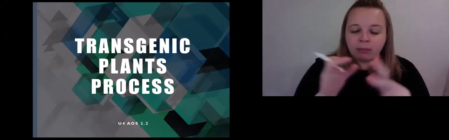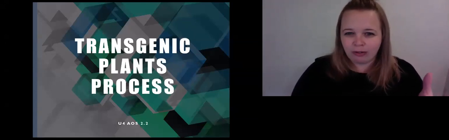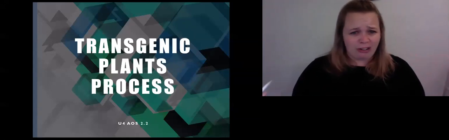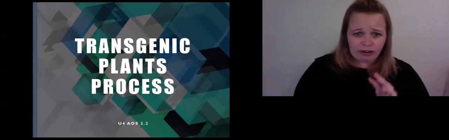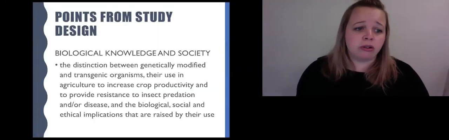Manipulating a bacterium is quite easy. Their genome is quite simple. Manipulating a plant is a lot more difficult. Their genome is like our genome. Very complex, lots of different genes. They don't have plasmids. So how can we do that? We go through this process.